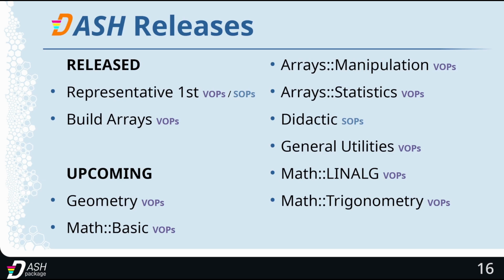These are the planned releases for Dash. 2 have already happened. The first one was representative of the topics or subjects that I wanted to touch with the package, and included some VOPs and some SOPs. The second release has the build arrays nodes, and the upcoming one will have the geometry nodes. And then here are more topics that I'll be touching upon in further releases.